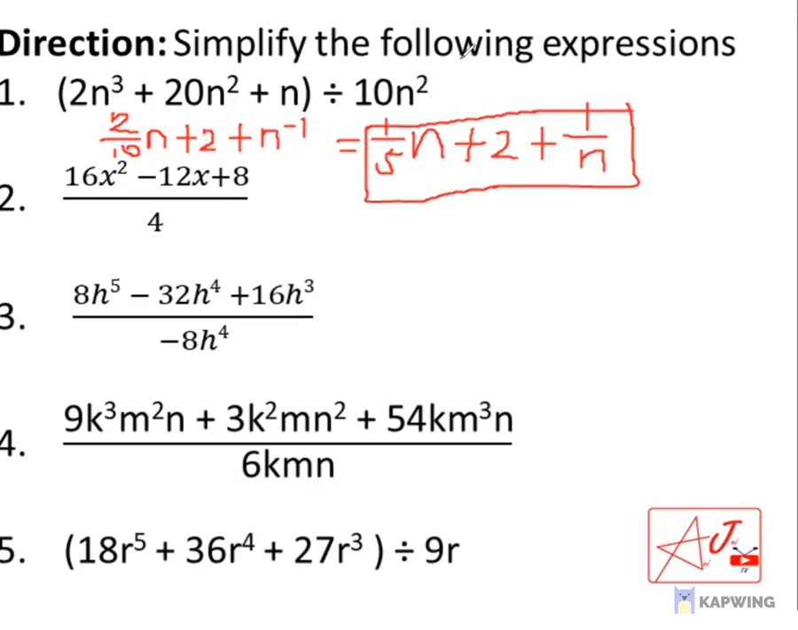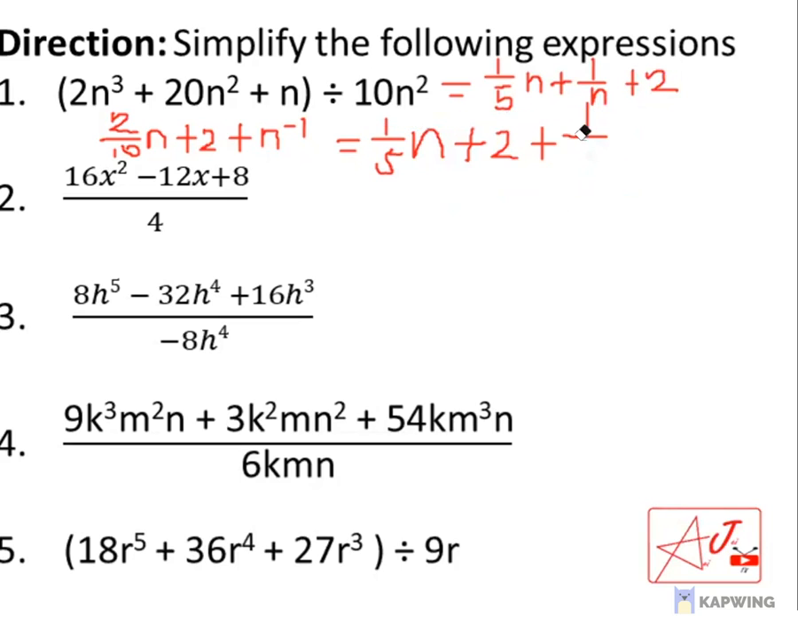So, for number 1 ay 1/5 and ayusin lang natin, unahin natin yung mga fraction plus 1/n plus 2. Yan. Next, for number 2, 16x squared minus 12x plus 8 divided by 4.